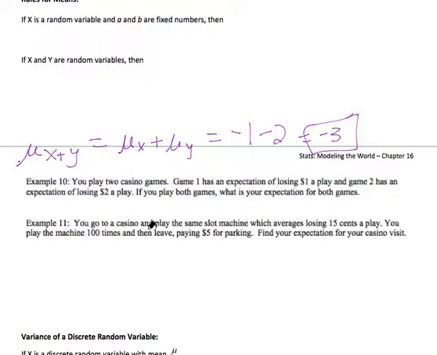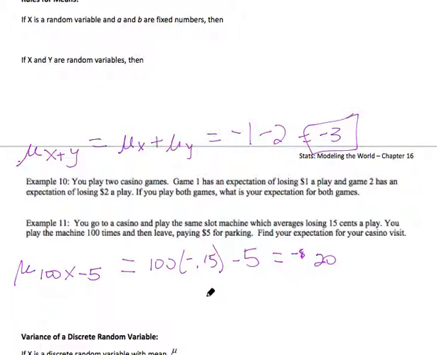What is changing is the 15 cents a play. I think I said a day. I meant a play. So mu of, and here's my 100x minus 5, where x is the 15 cents every time you play the game. So my expected loss is 100 times the 15 cents a play minus $5 that I paid for parking. So that is equal to 20. I end up losing $20, or that's what my expected loss is for being at that game.